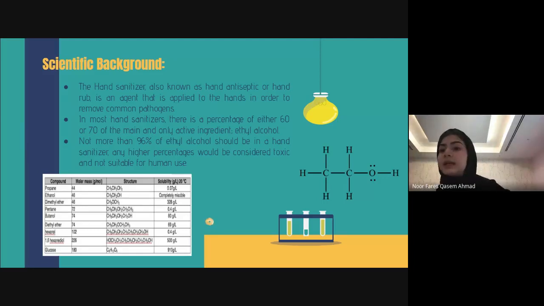Crucial additives such as water act as carriers for the alcohols, and the other additives like fragrances, glycerin, hydrogen peroxide, or emollients work together to protect the skin from the alcohol's drying effects, or to neutralize any acidic effects, or to give the product its desired color, shape, texture, and smell.